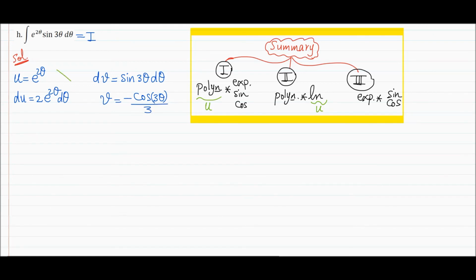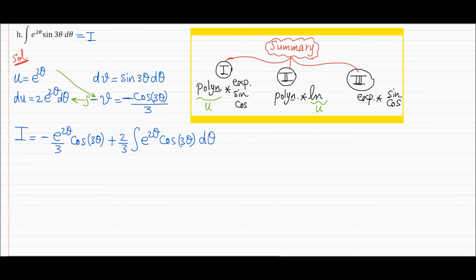And our ladder here multiplies this by this, minus the integration of this by this. So I will be negative e^(2θ)/3 multiplied by cos 3θ. This minus and this minus will be plus 2/3 multiplied by the integration of e^(2θ) multiplied by cos 3θ dθ. And now this integral also is a group number 3 integration, so I have to make integration by parts again.